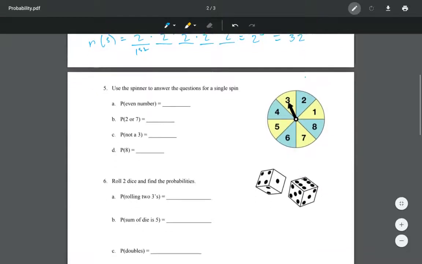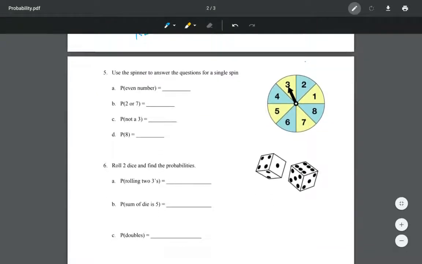Okay, now we've got a spinner. We'll do the dice here in a second. So with a spinner, we want to answer some questions with a single spin. So again, we're looking at the number of favorable outcomes over the total number of outcomes. Another way of expressing this is by saying X is favorable, N is total. So the probability of an even number. There's several even numbers, right? There's 2, 4, 6, and 8. That gives me 4 favorable outcomes out of the 8. I do want to reduce that fraction, so we could say 1/2 or 50%.